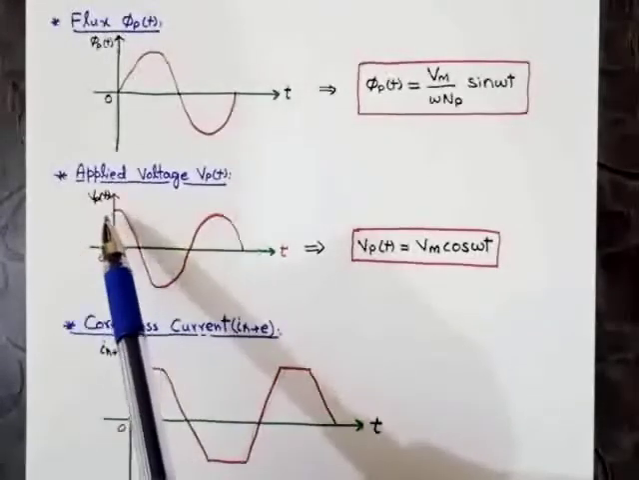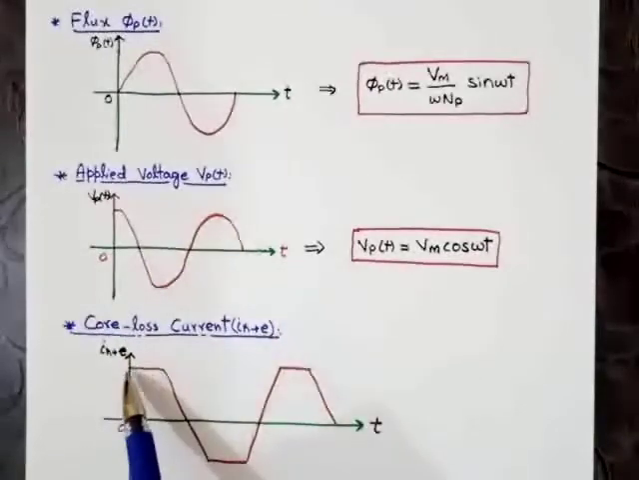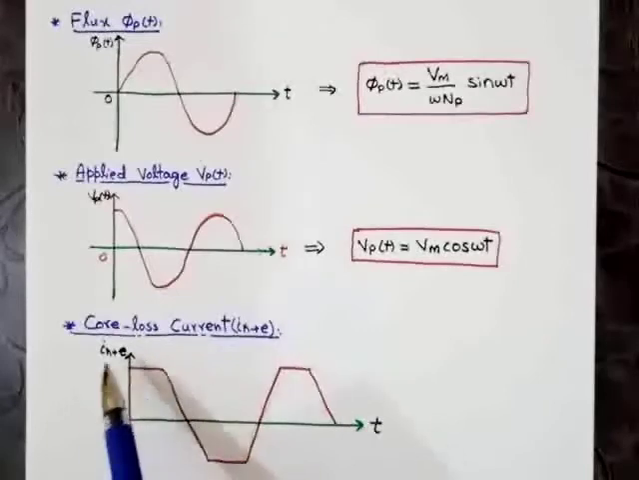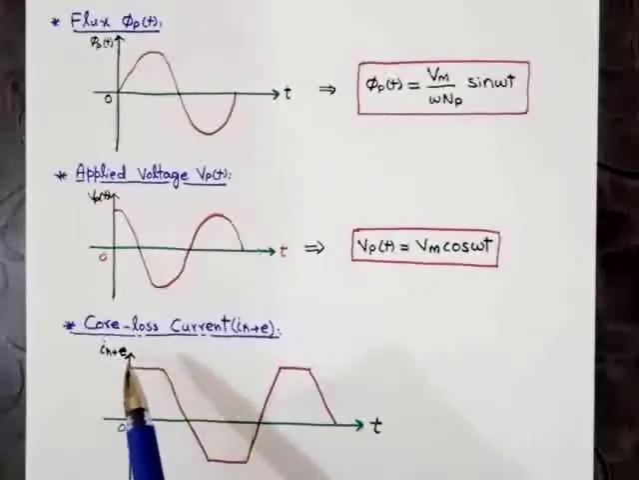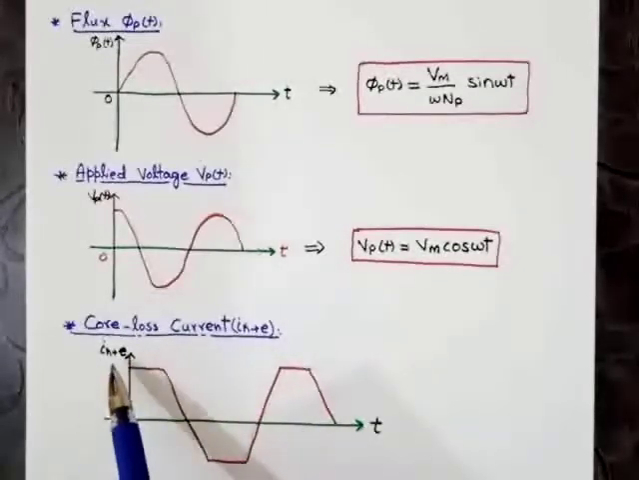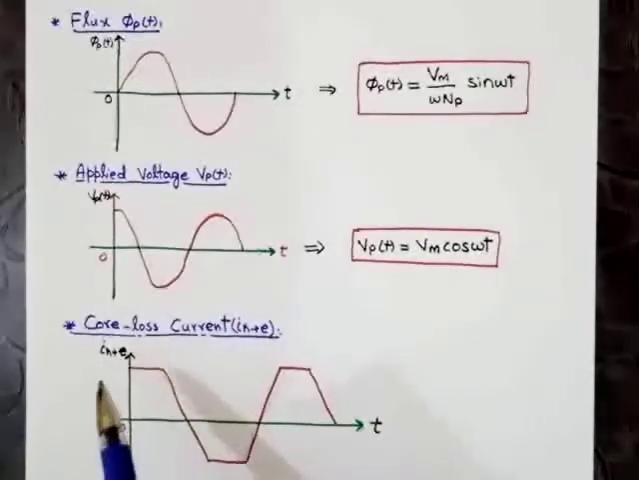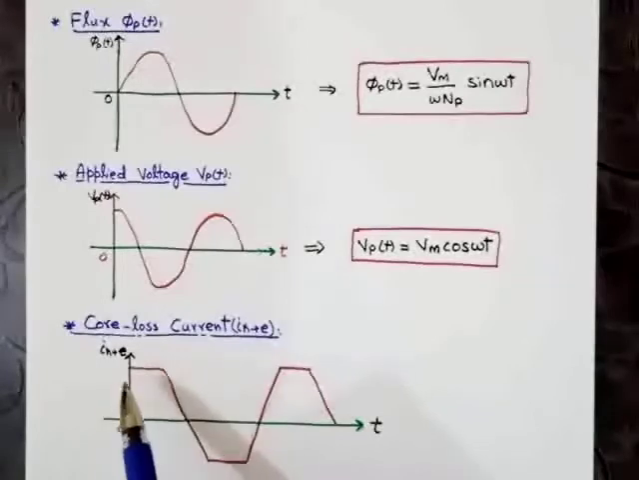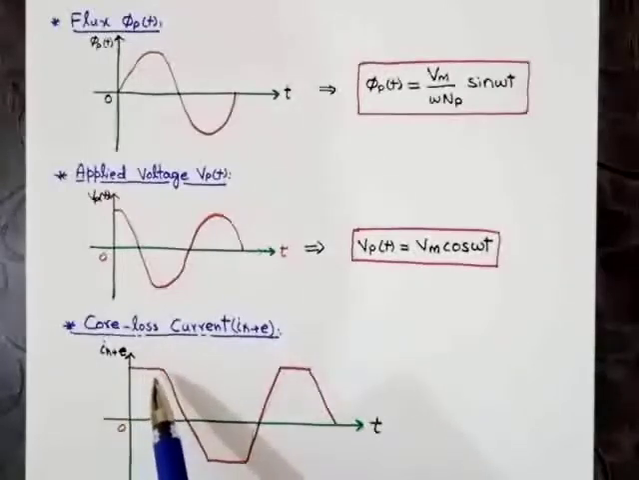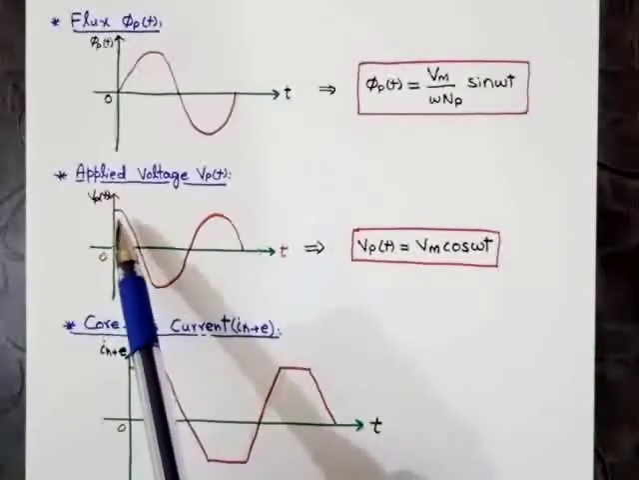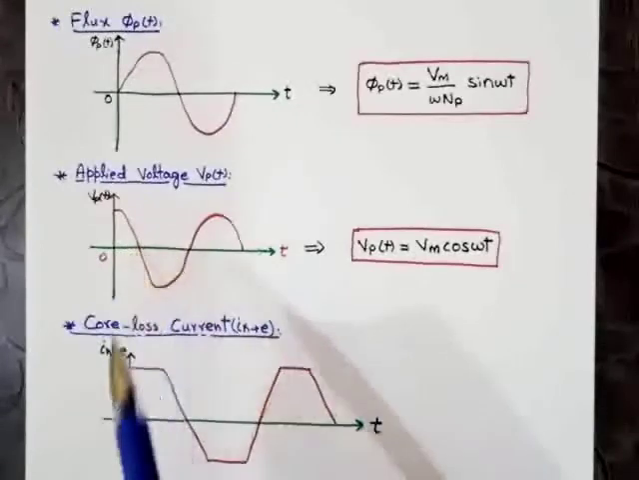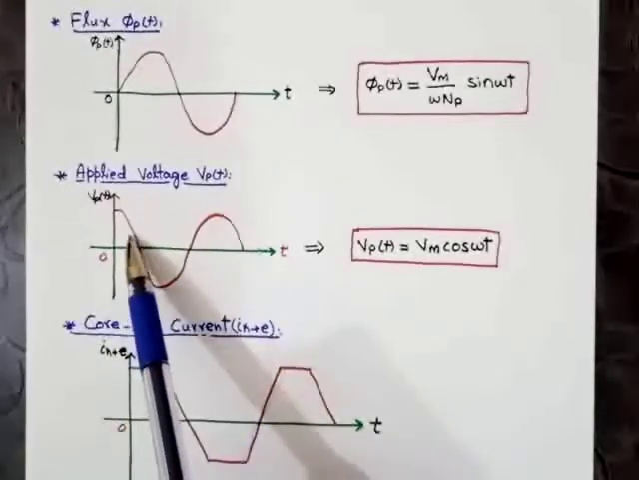When the applied voltage is maximum, the hysteresis losses will be maximum as well, because the effect of eddy current losses is less as compared to the hysteresis losses. So that's why the core loss current will start from the maximum point. When the applied voltage decreases, the hysteresis losses will decrease.